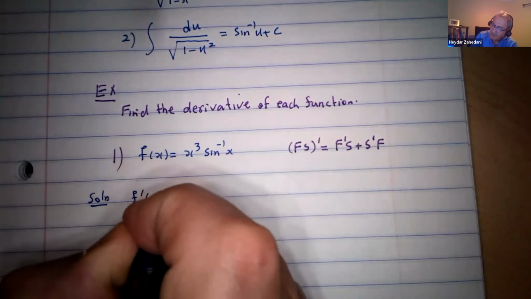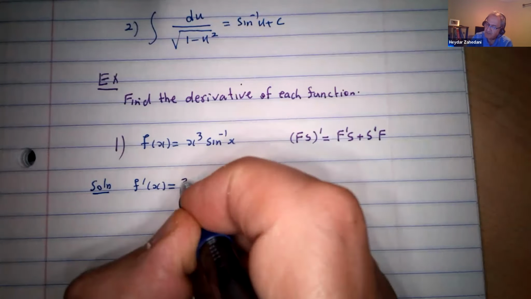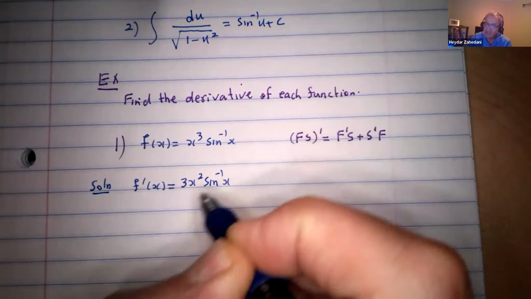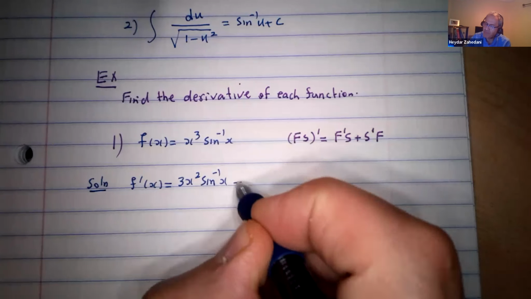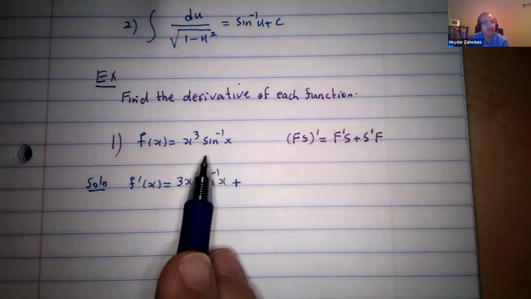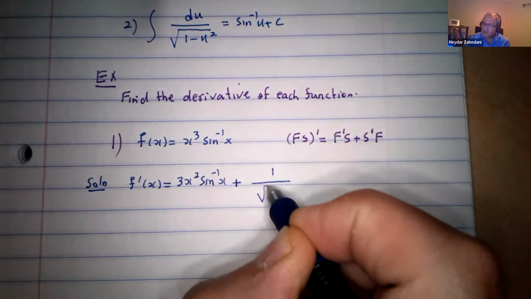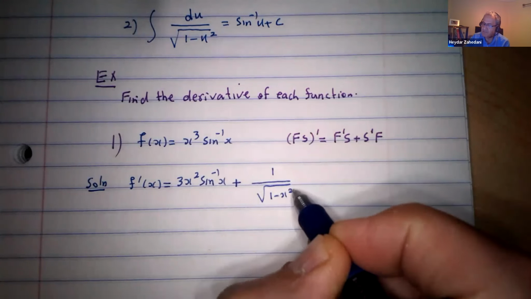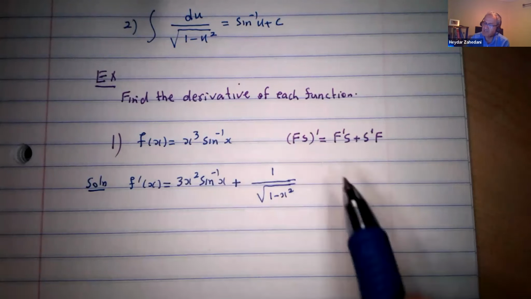F prime equals the derivative of the first one, the derivative of x cubed, which is 3x squared, times the second one, plus the derivative of the second one, sine inverse. The derivative of sine inverse is 1 over the square root of 1 minus x squared. That's the derivative of the second one, times the first one. The first one is just x cubed.